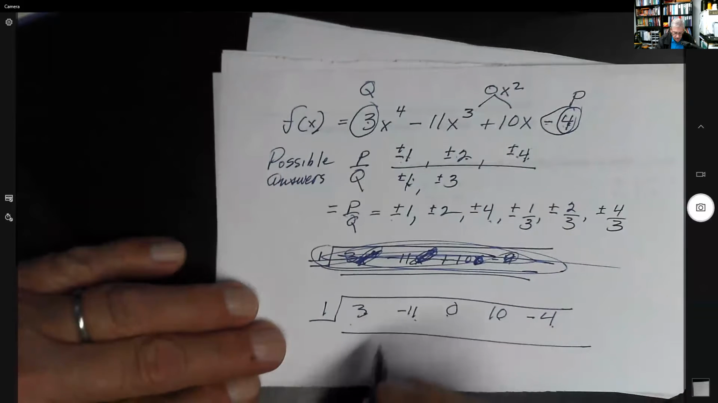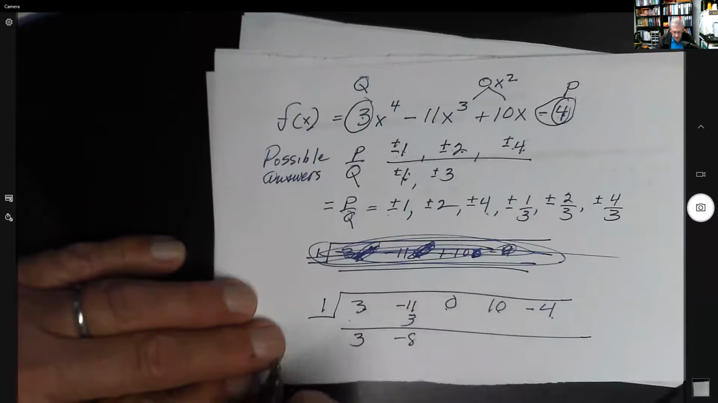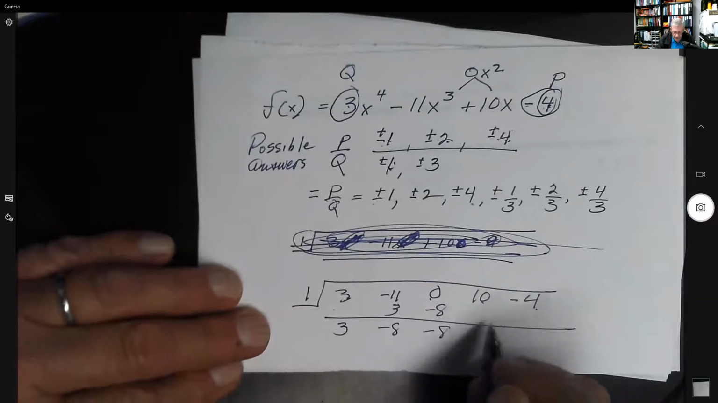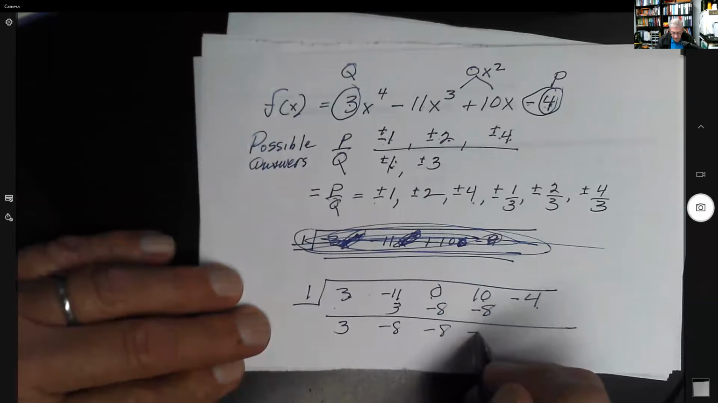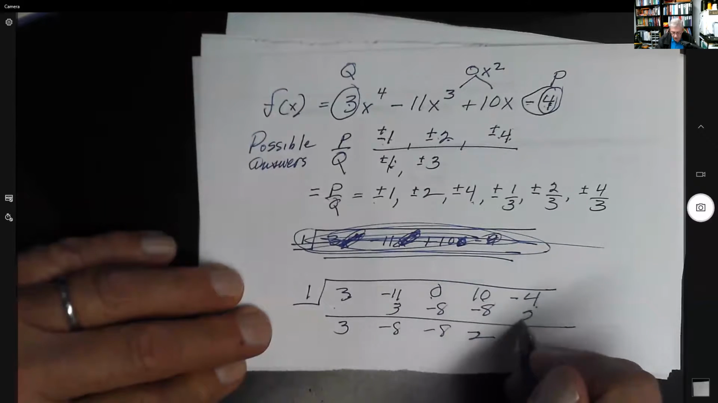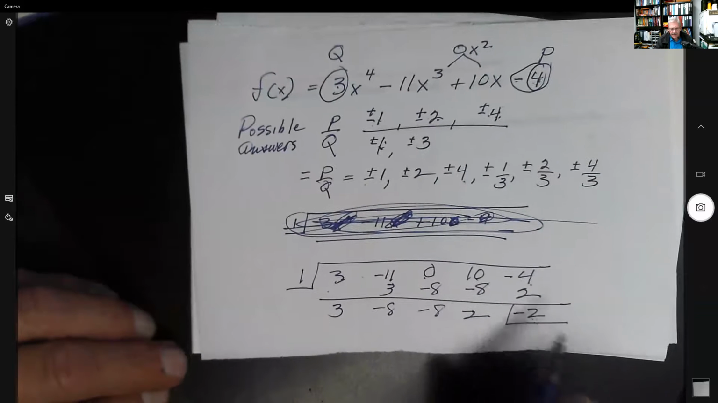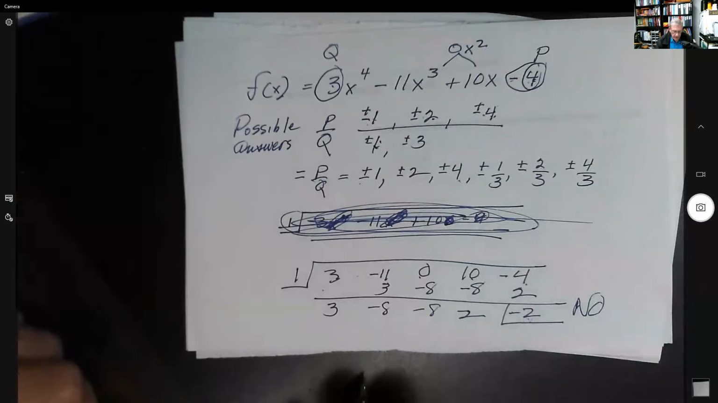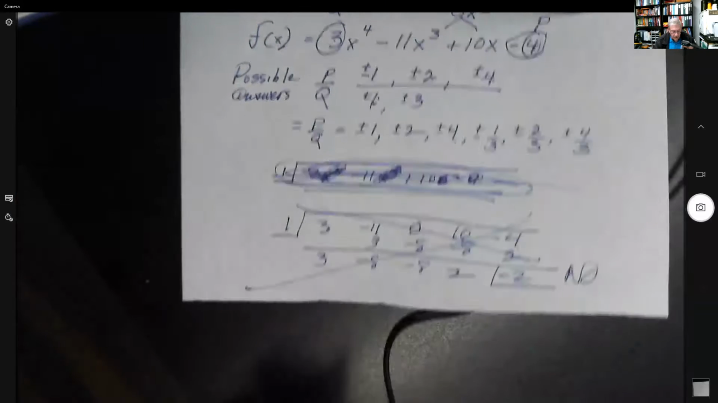All right, let's try it. 3, negative 8, negative 8, negative 8, negative 8, negative 2, positive 2, 2, negative 2. No, we wanted it to come out 0. That's not a factor. So we're going to try another one. So this didn't work, and sometimes it doesn't. So now we're going to try negative 1.